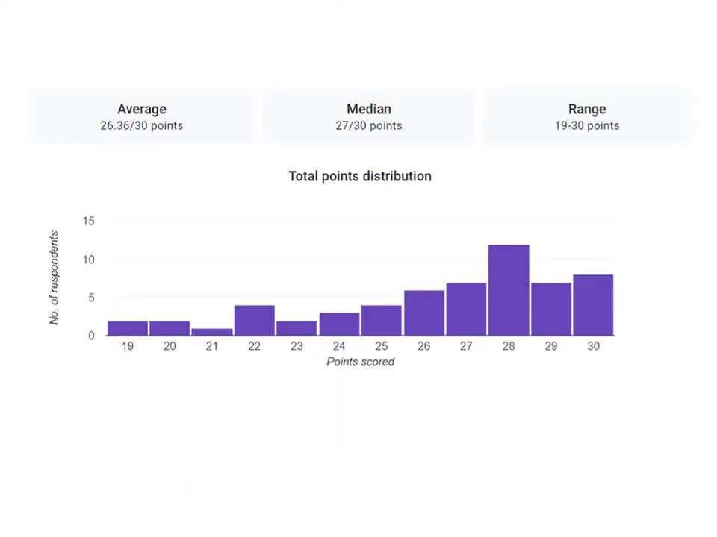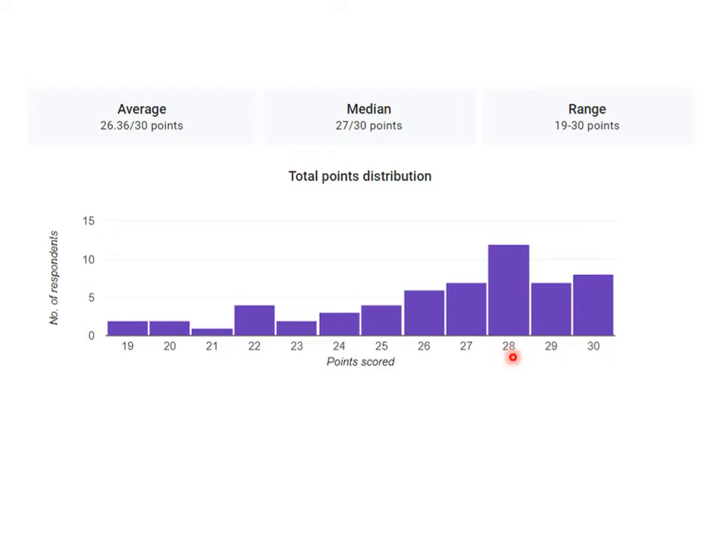I'll give you an example again from the tests I've been setting you. This was the test I gave you on descriptive statistics last week or the week before. The mean, median, mode, all of that sort of stuff, range and standard deviation. Here you can see the mode in this test was 28.